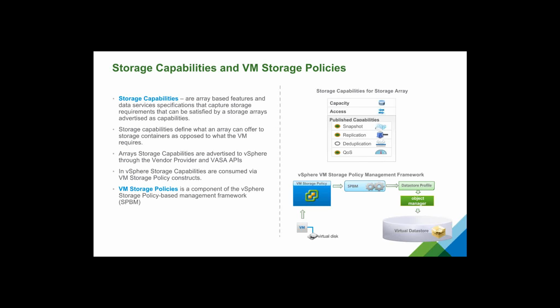So storage capabilities are things that are presented by the storage array. Examples shown here on the right side would be snapshot, replication, and various different QoS capabilities. They can be offered depending on what your VM requires. As I mentioned, they're advertised through VASA. And then the VM storage policies are pieces that are assigned to the VMs. So a VM will say, hey, I need this storage policy, and the storage-based policy management will go find appropriate storage containers and storage for those capabilities.